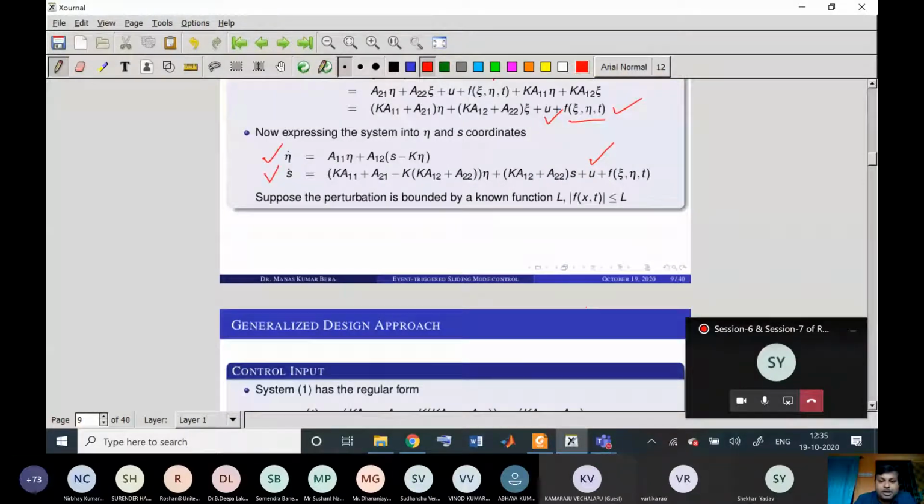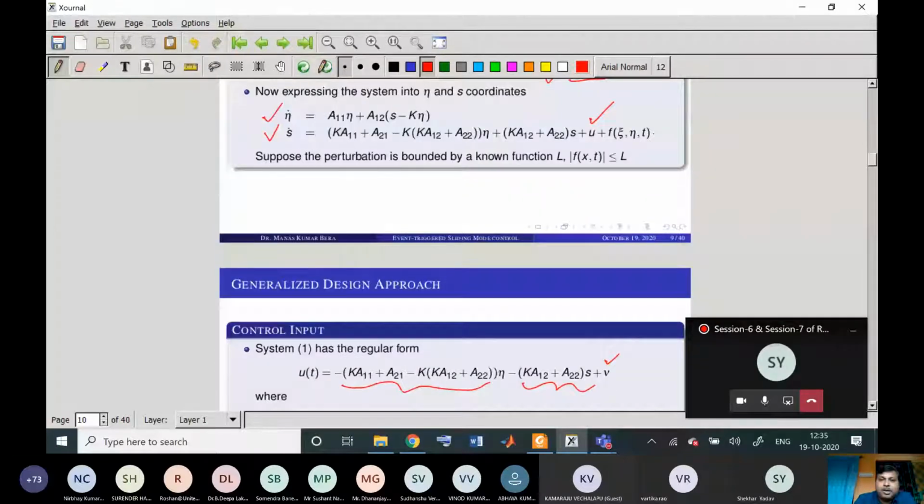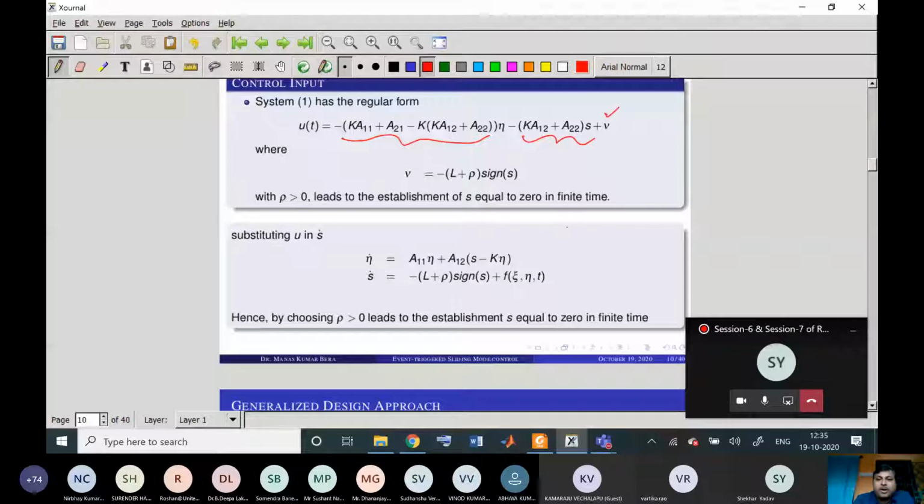So these are all the linear part, and with this linear part we have a nu, and nu is chosen as minus L plus rho sine of S. So if we have a control U like this, and if you substitute this control in the above dynamics, then what will happen? This all linear part will be cancelled out, and ultimately we will have the dynamics look like eta dot is equal to A11 eta plus A12 S minus K into eta, and S dot will be minus L plus rho sine of S plus F of zeta eta into T.